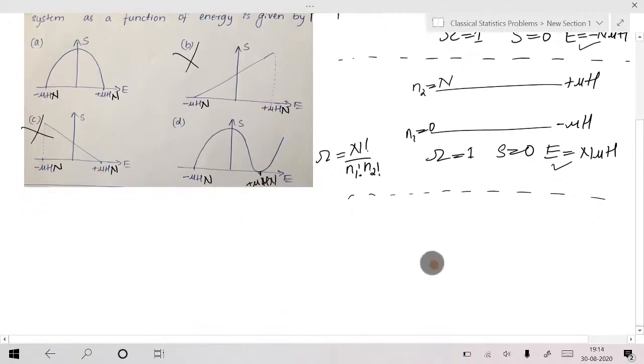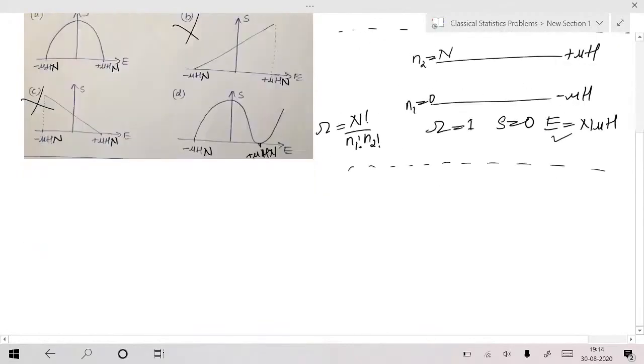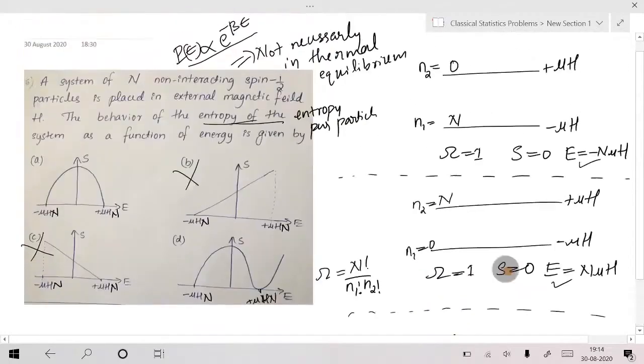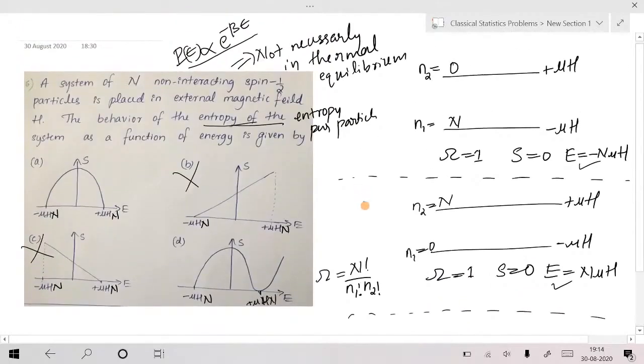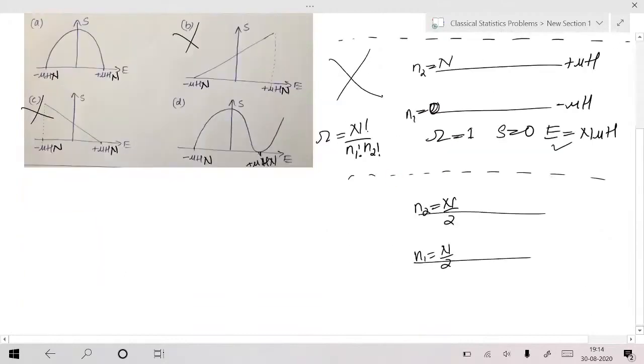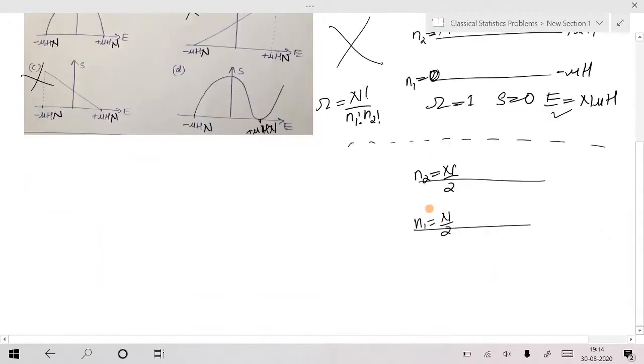But think, when is the entropy maximum? Entropy is maximum when N1 is equal to N by 2 and N2 is equal to N by 2. Actually, when it is in thermal equilibrium, this situation will not happen. Why? This is a population inversion situation. Can you just see this one? This situation will never happen. That's why population inversion is not possible with only a two-level system. I hope I have already discussed this. The maximum entropy can happen in this situation.